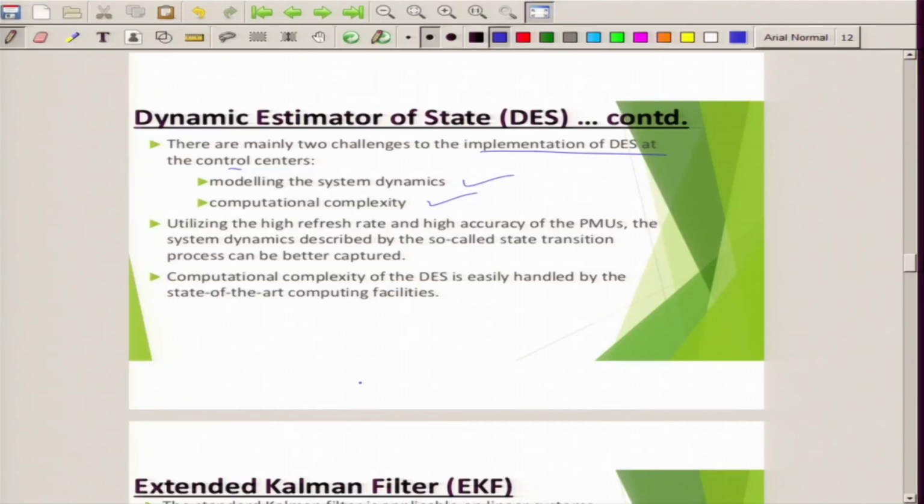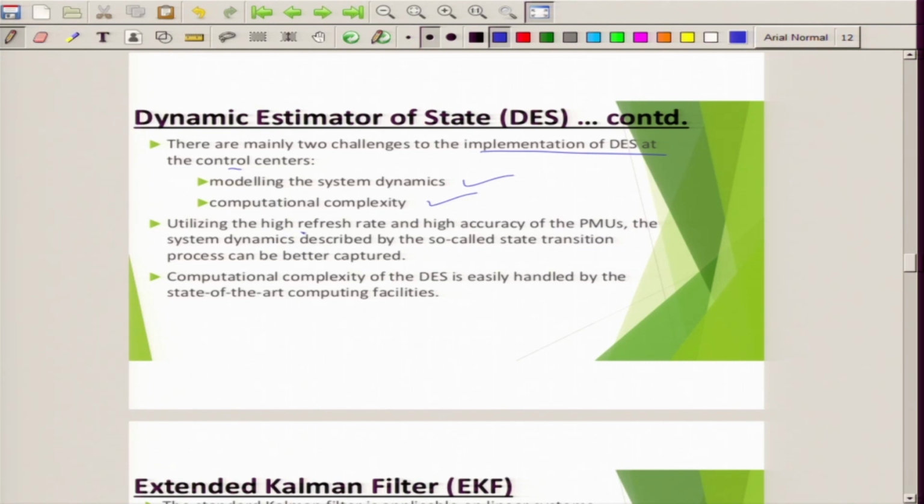And not only that, when you bring in more system dynamics, more transient aspects have been modeled, the computation required will also increase. So, you need to have proper software which can compute at a very high rate, and not only that, it should complete the computation within a specific time. So, that is another challenge.